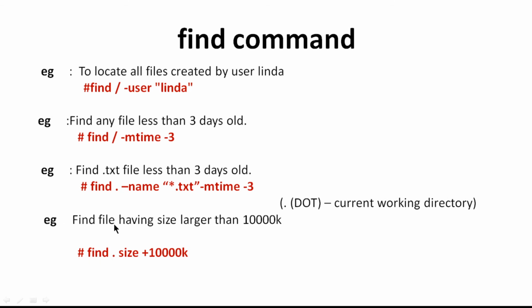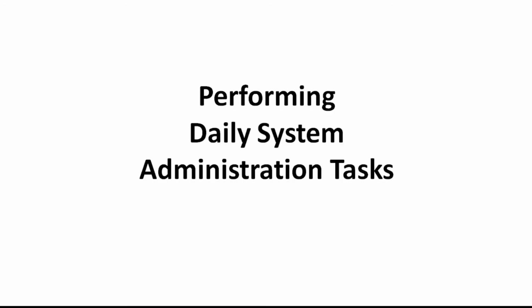Next example is finding files having size larger than 10,000. So I'll be using the hash, which is already the prompt, so I'll use find ., so that is the current working directory. Then I'll define the size of the file, and it would be 10,000 K. So that is the end of this find command.